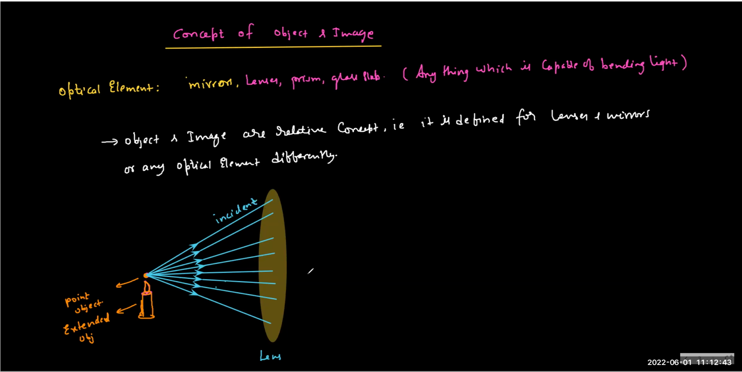So now the incident ray for the lens will tell you the location of the object. In a way, you can say that the object is something which is decided or defined by the incident rays. So how do we get the object for the given instrument or element? The way is simple.